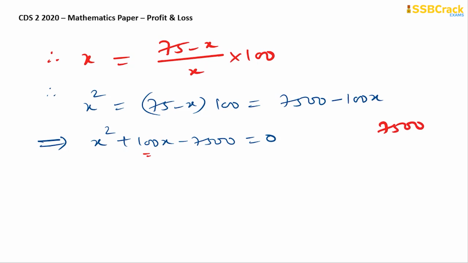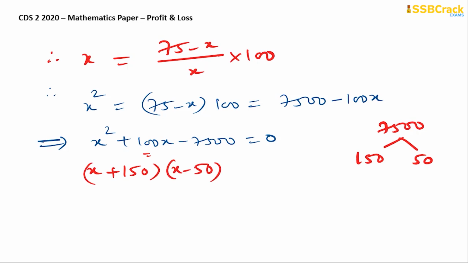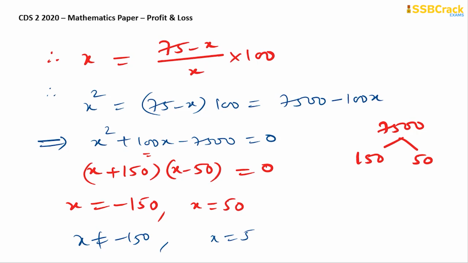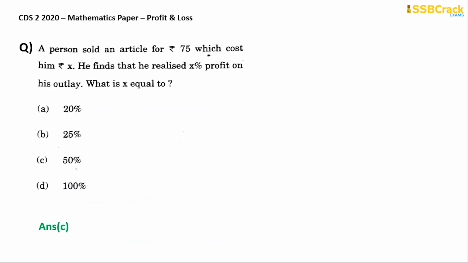You know that this 7500 can be factored as 150 and 50, so that we will have the required factors, that is X plus 150 and X minus 50, because we want the plus 100. This is equal to 0, which gives values of X as negative 150 and positive 50. Out of which one do you have to pick? Yes, the positive, because X cannot be minus 150. Hence X is 50, and we have got the answer to our question. That's option number C.